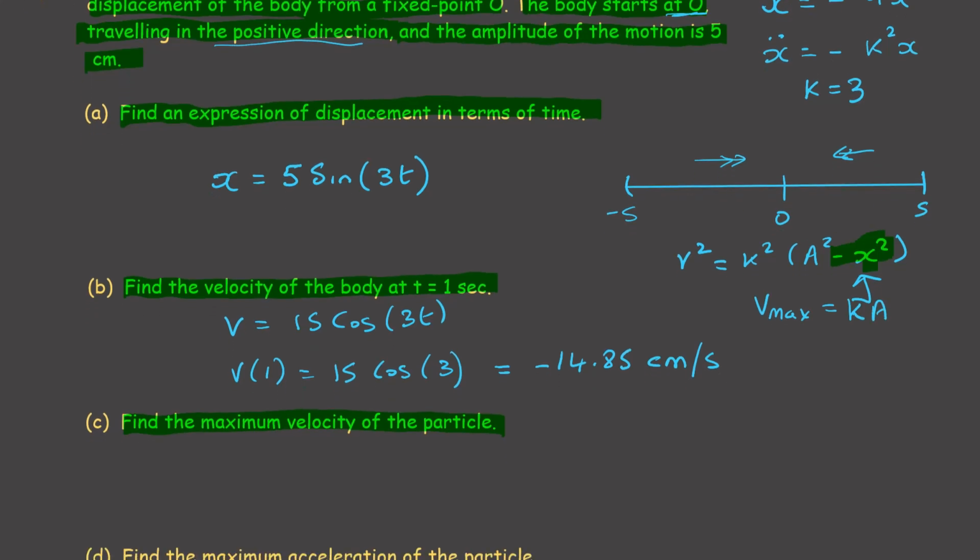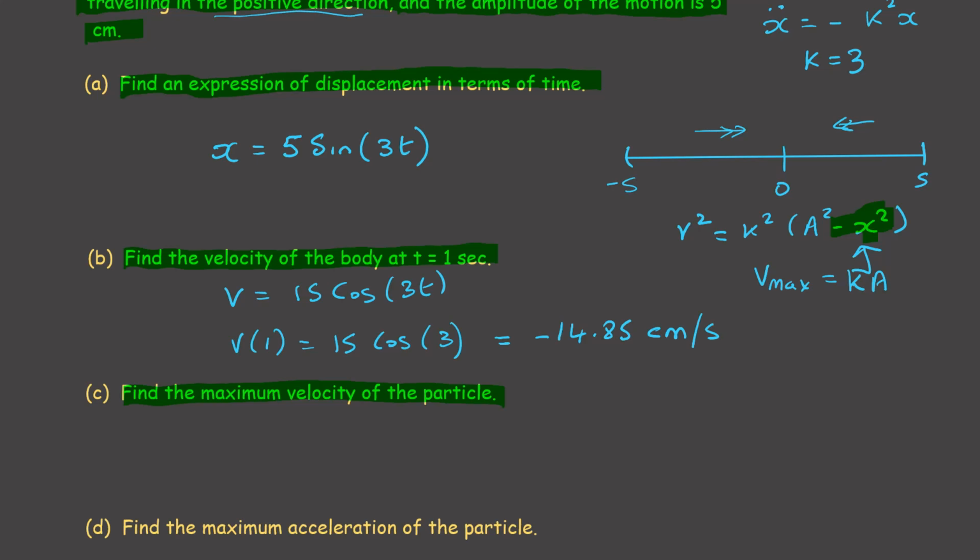And so we can say that V max is just equal to k, which we established was 3, times the amplitude, which is 5, and so that is going to be 15 centimetres per second.